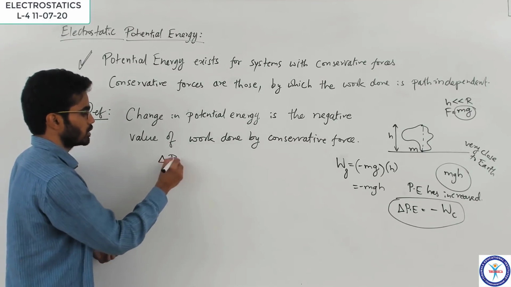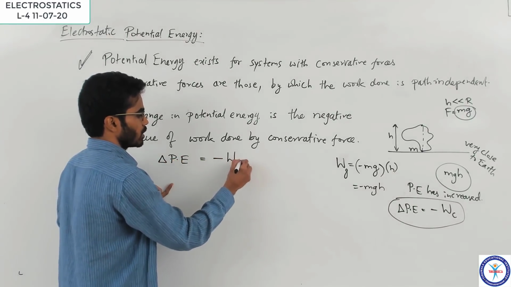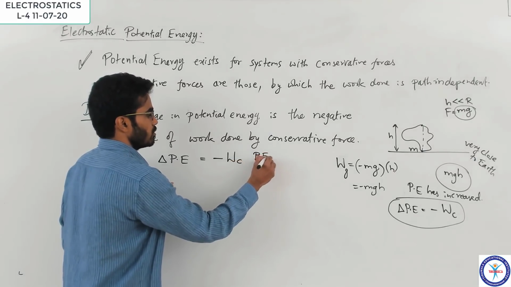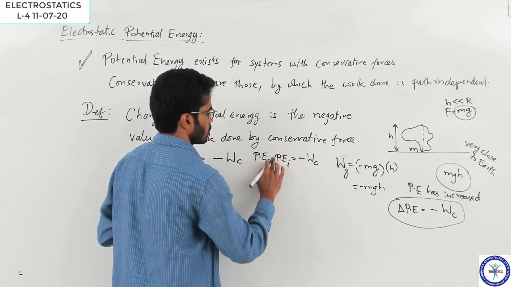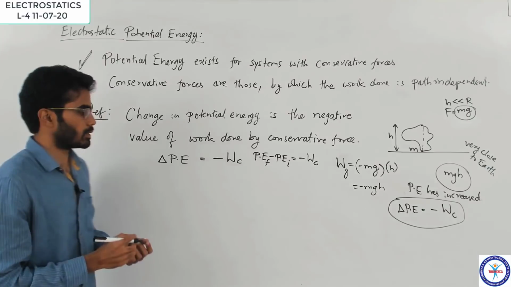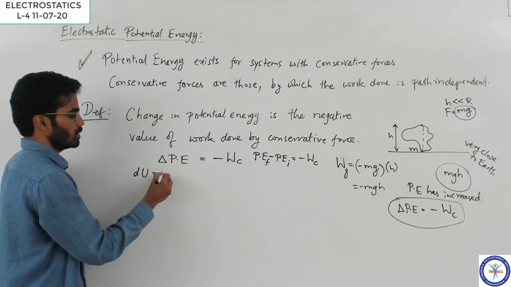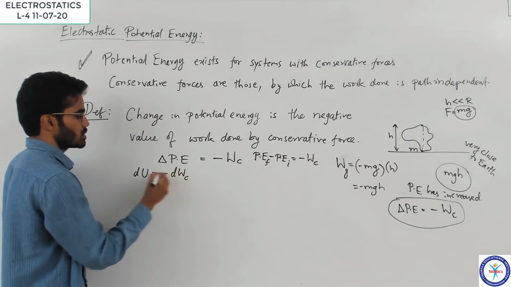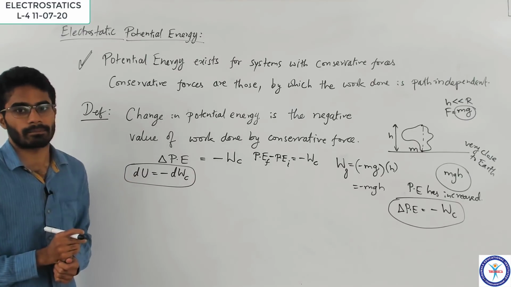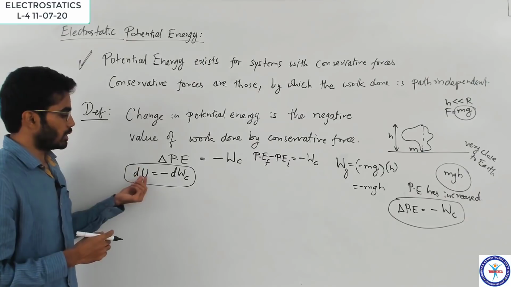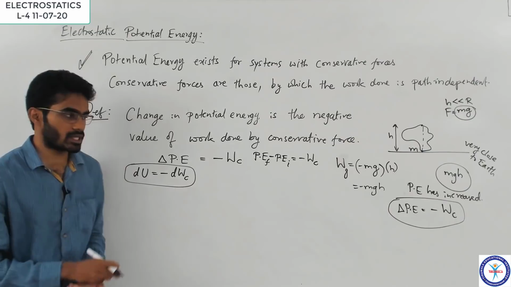That means delta P, the change in potential energy, will be the negative of the work done by the conservative force, or it is P final minus P initial equal to minus Wc. This is the basic idea. Or if you want to write it in differentials, dU will be minus dWc. Right? The small change in potential energy is equal to the negative of the small work done by the conservative force. This is how it is defined.